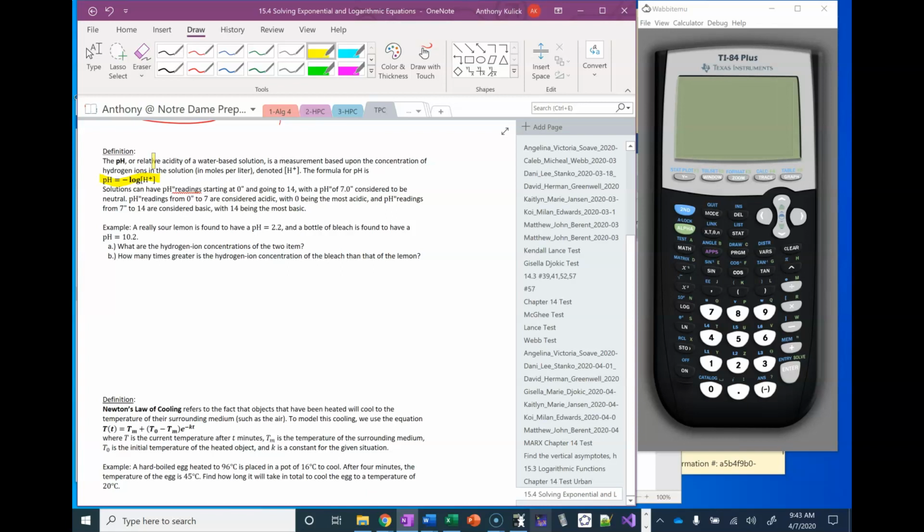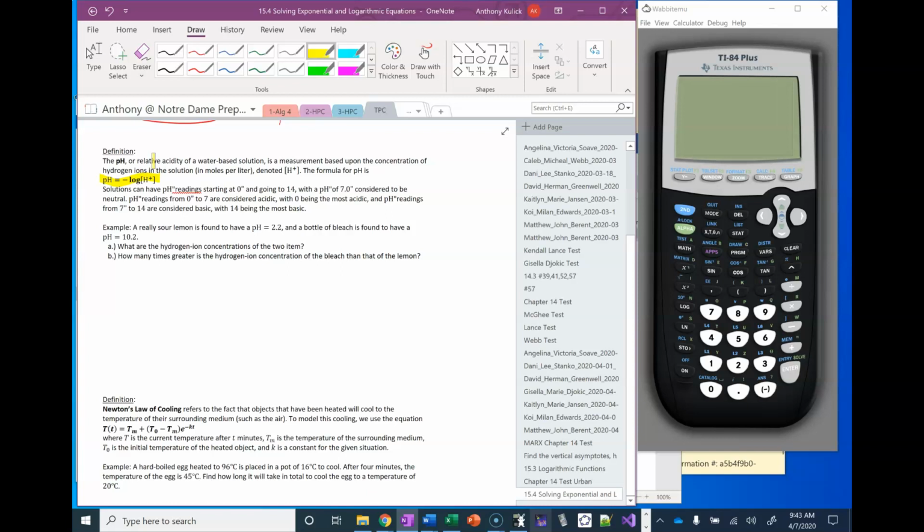So our pH scale starts at 0 and goes up to 14, where a pH of 7 is considered to be neutral, and readings from 0 to 7 are considered acidic, with 0 being the most acidic, and readings from 7 to 14 are considered basic, with 14 being the most basic.